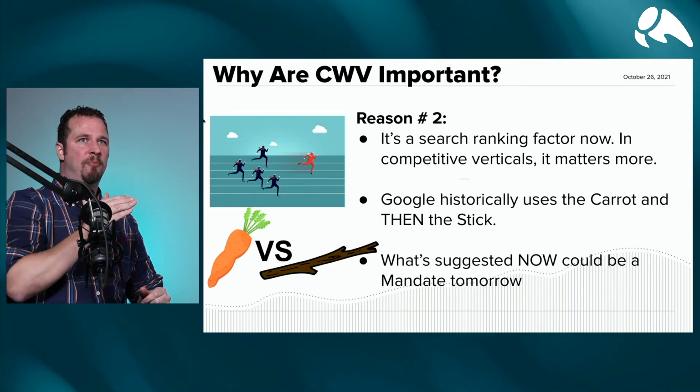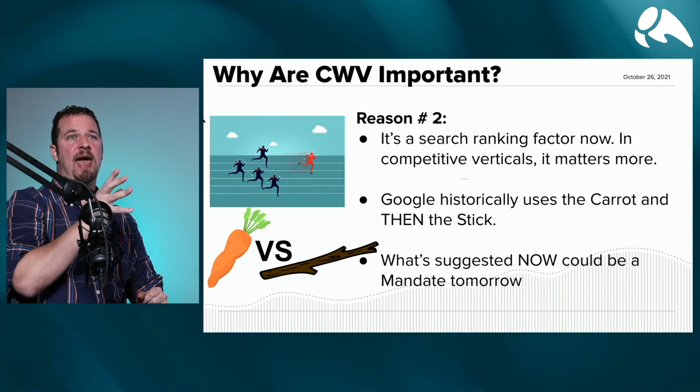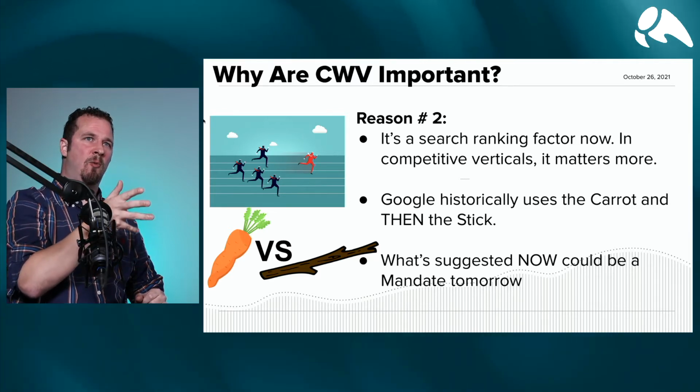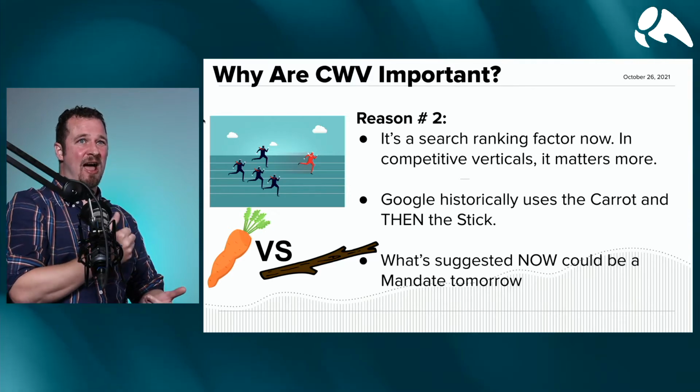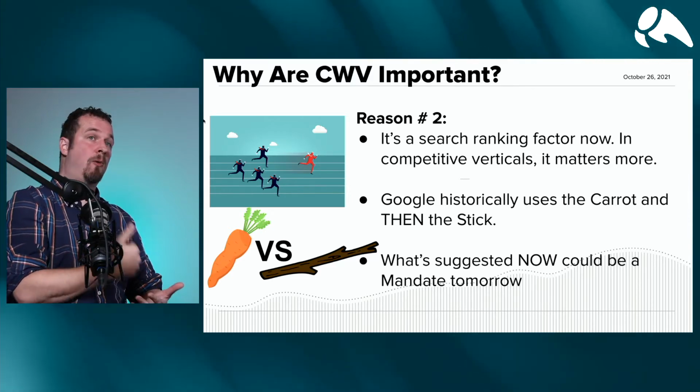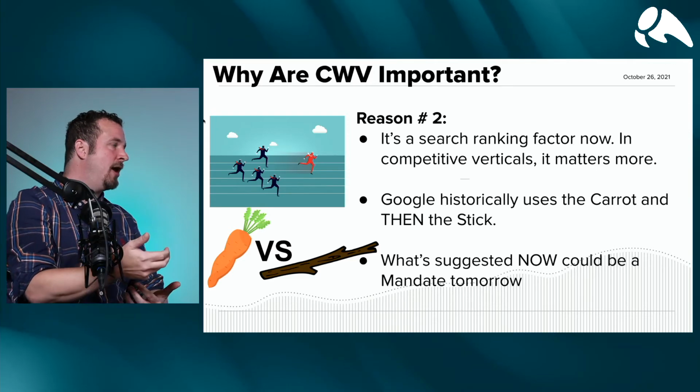So in both of those examples, Google basically suggested, hey, get in front of this, and if you do it, we will reward you with more visibility. And then eventually it became basically a de facto requirement. It's a minimum ante to even appear in our search results.